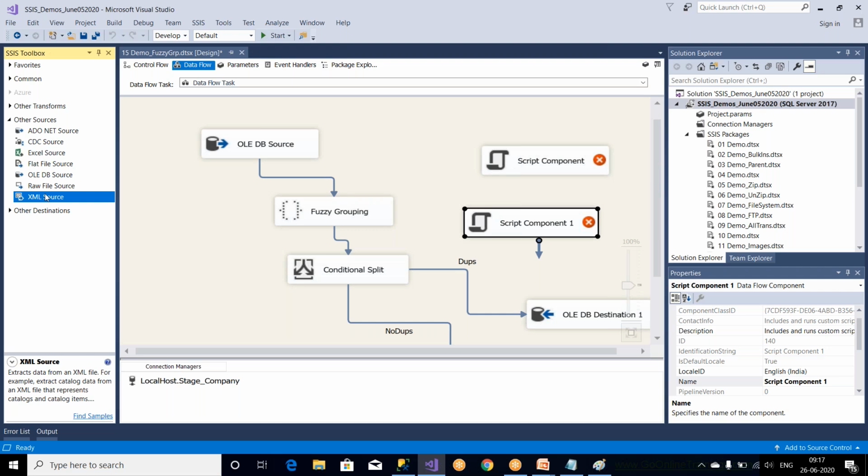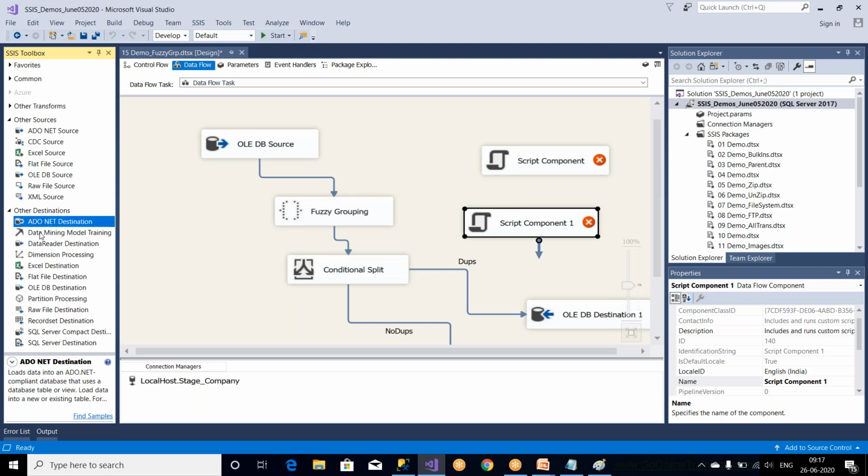SSIS doesn't have predefined sources for PDF or MS Word, or any other source that is not available here. That is where we are going to use .NET as a source. Or my client is telling me to dump the data to a destination, but the destination is a PDF file. If you go to destinations, there is no PDF.